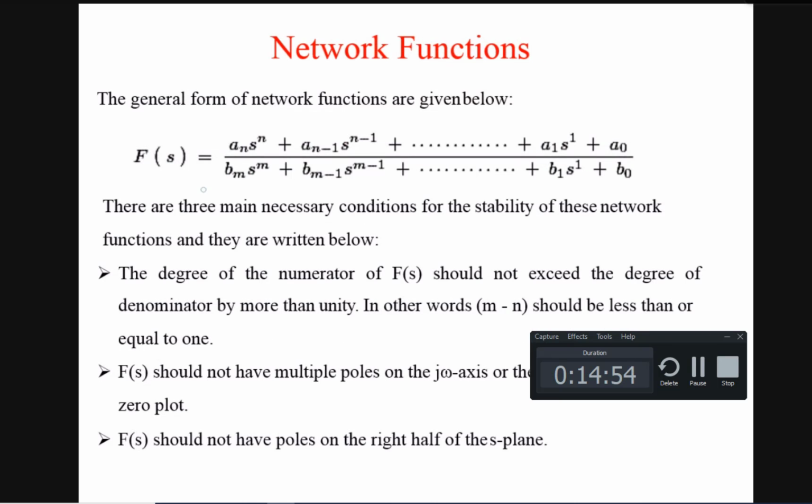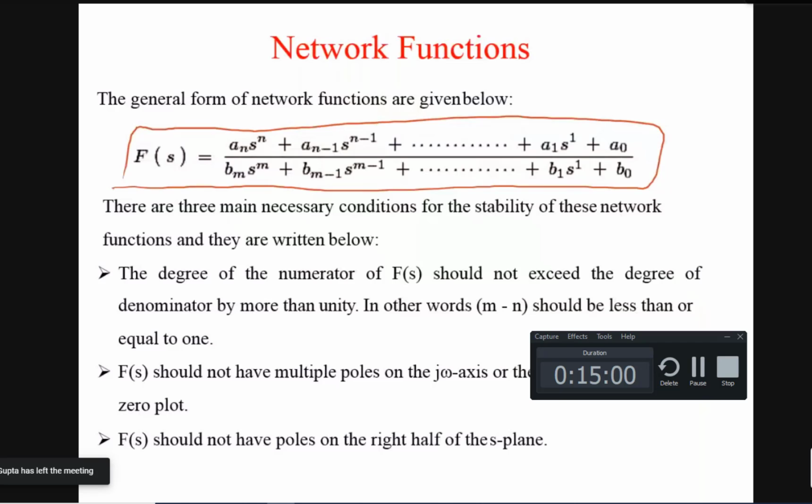This is how a network function will look. It is a function in the S domain or frequency domain. So there are two polynomials, in the numerator one polynomial and in the denominator another polynomial. The three main necessary conditions for the stability of this network are given below. The degree of the numerator of F(s) should not exceed the denominator by more than unity. So there can be a difference of 1, m minus n should be less than or equal to 1. Either there should be no difference or the difference can be 1.